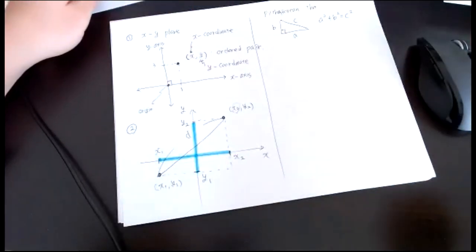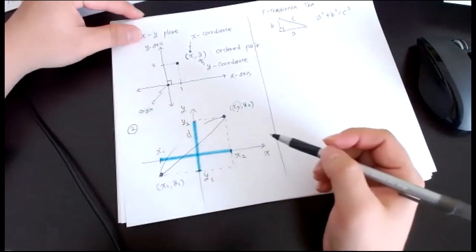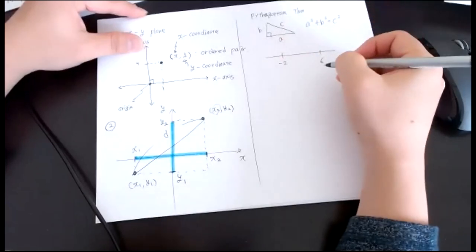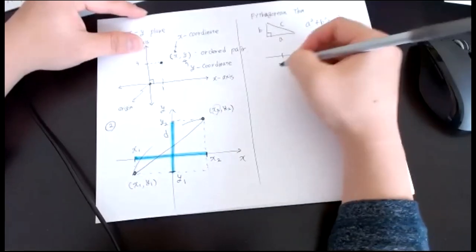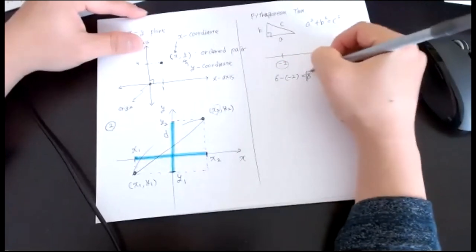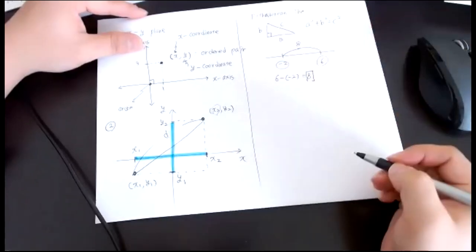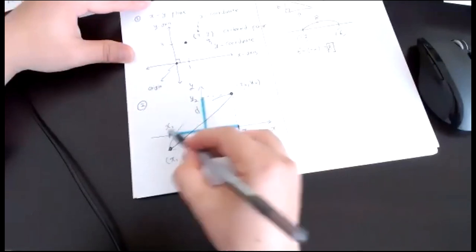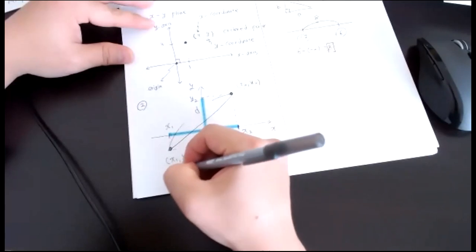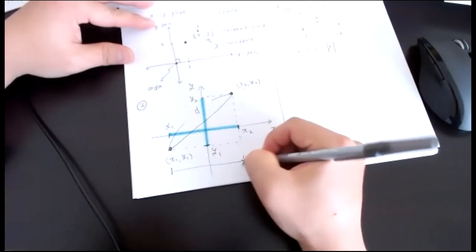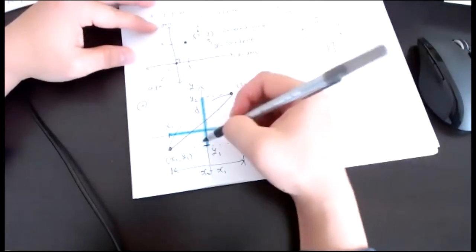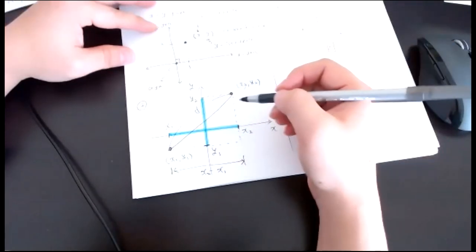So how can you find the distance between two numbers on the number line? For example, this is a number line here, and then -2 and 6. What's the distance between -2 and 6? We just subtract the left number from the right number, right? So 6 minus -2 is going to be 8. 8 is the distance between the two numbers, right? So the distance between x1 and x2 is going to be x2 minus x1, right? And the distance between y1 and y2 is going to be y2 minus y1, right?